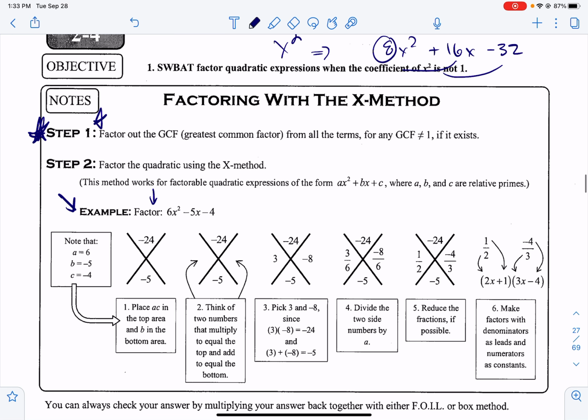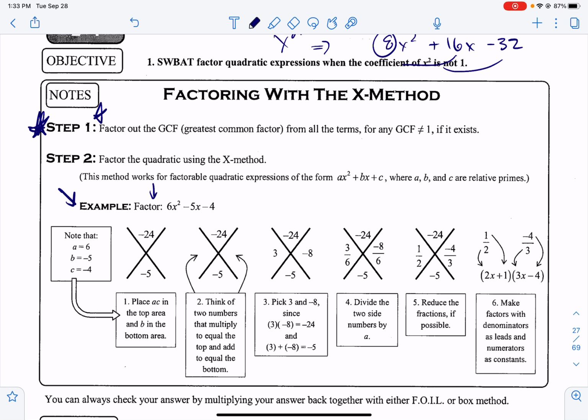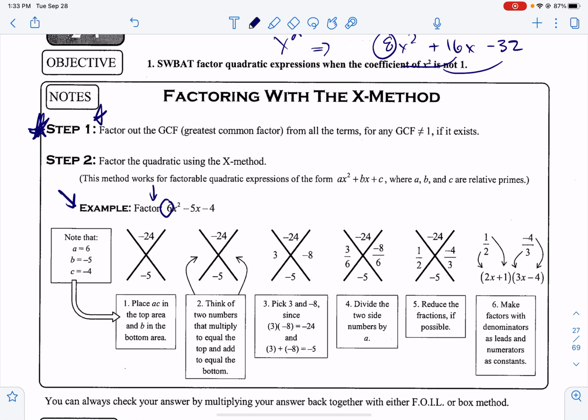So then I move on to step 2. And we are still going to use the x method. The problem is that 6 in front. And the way that I solve that is I take that 6 in front and I multiply it by the very last number, that negative 4. So instead of putting a negative 4 on top, if you notice in this problem, they put a negative 24 on top because they took the 6 out in the front and multiplied it by the negative 4. Other than that, the next couple steps are normal. I'm looking for two numbers that multiply to be negative 24 and add up to be negative 5.